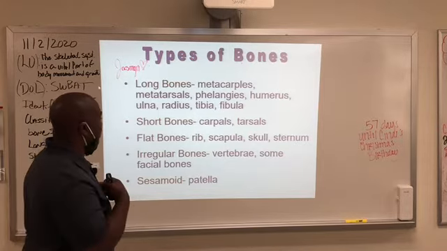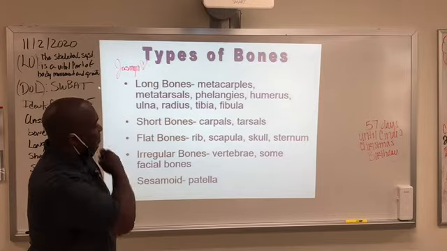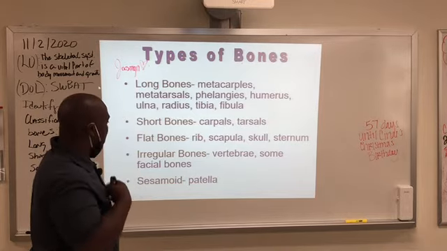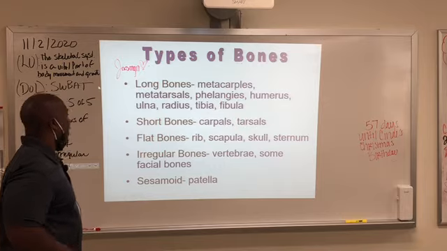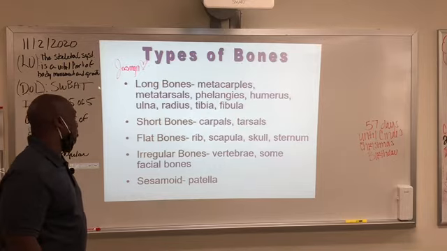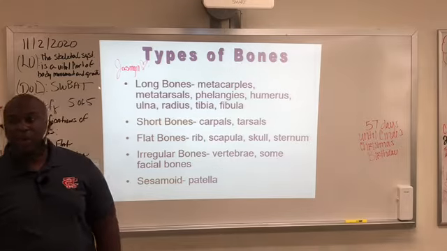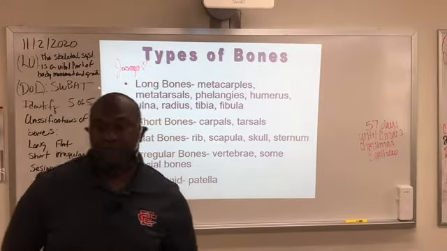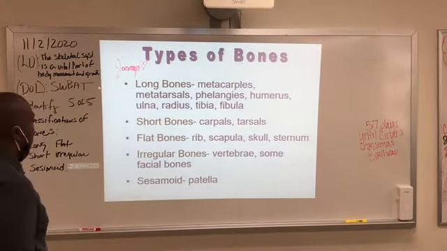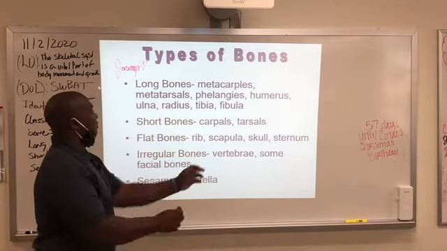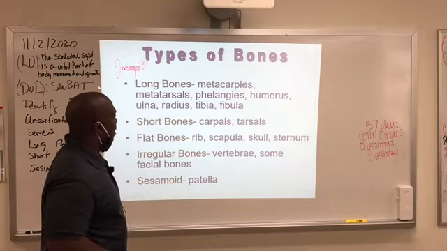Flat bones are your ribs, scapula, which is on the back side, skull, and sternum, which is here. Irregular bones are the vertebrae and some facial bones, and a sesamoid bone is your patella, or your kneecap. Knowing where these are is very critical.